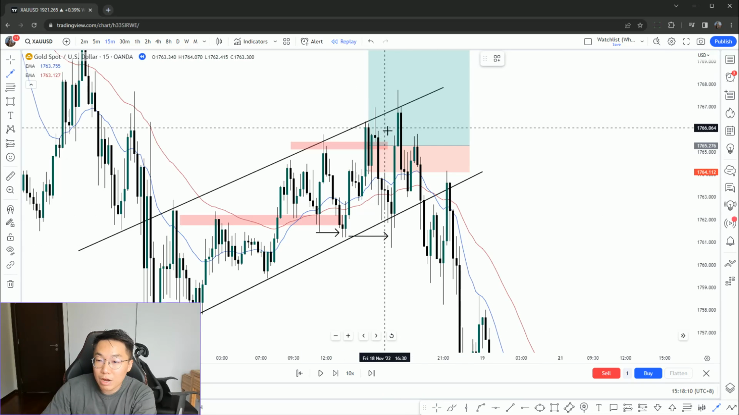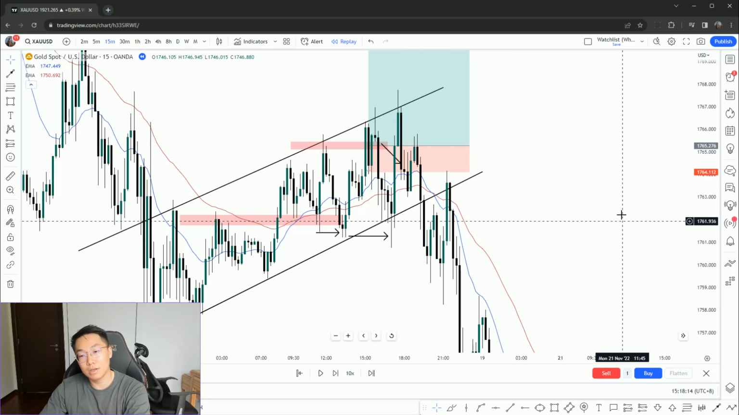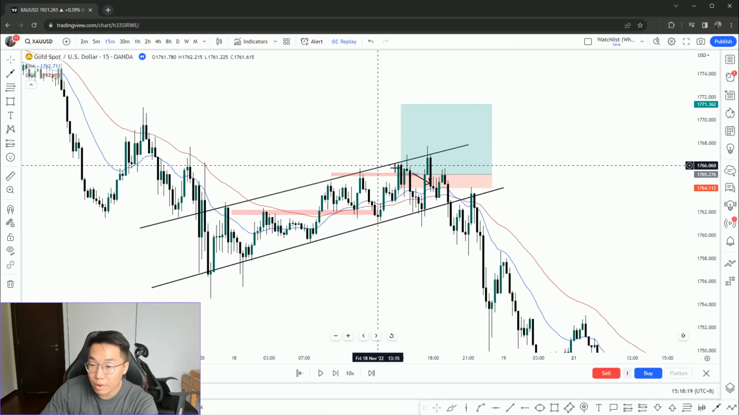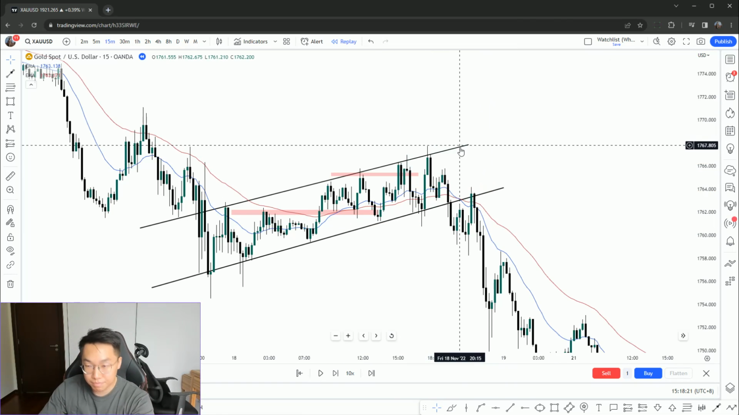If you chase the buy over here, guess what happened? You get stopped out by this massive sell-off. So periods like this is exactly when you need to be very aware. And how should you trade a flag? We'll just get into that.